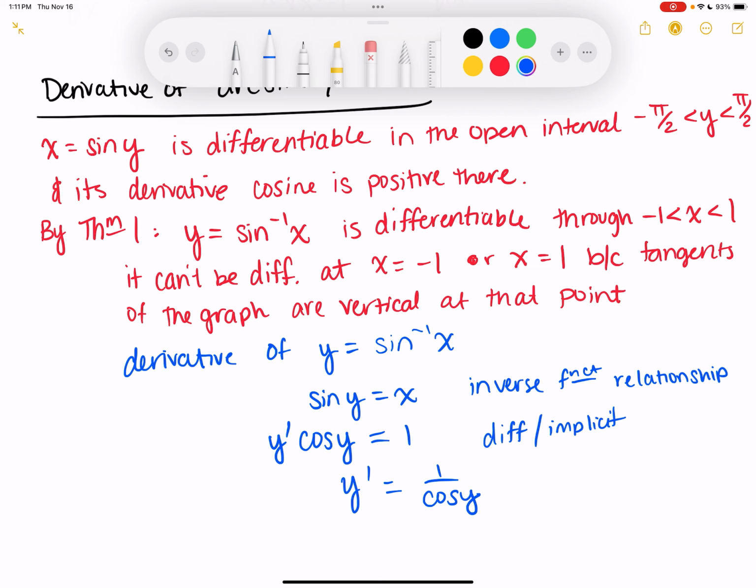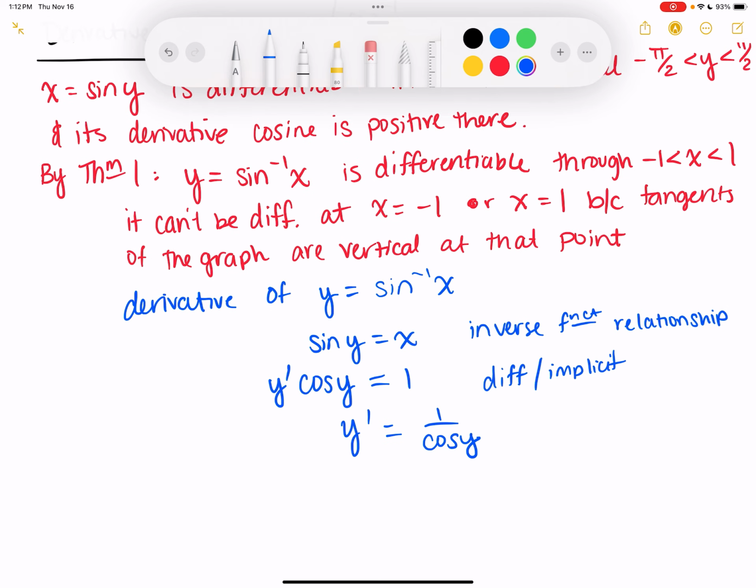What did you do in the first step to get sin of y equals x? It's just the inverse function relationship. Basically, this is what we normally would start with. This is just showing how we get to the derivative of this, basically.